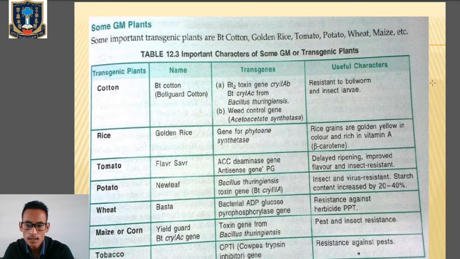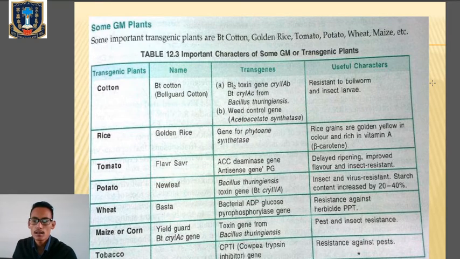So here you can see the development of a few transgenic plants along with their useful characteristics. Wheat, Basta. Useful character: resistance against the herbicide PPT. Then we have maize, and the name is YieldGard, Bt cry1Ac gene, and the useful characteristic of this maize is that it is pest and insect resistant.